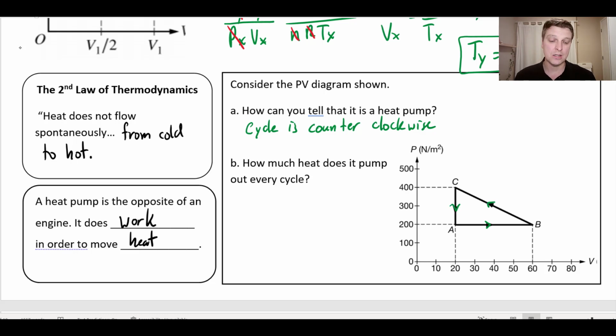So what that means is when work is being done on the gas, you can see the compression from B to C is being done at a higher pressure than the expansion of the gas at A to B. And so we are doing a net amount of work on the gas. Okay, and so how much heat does it pump out every time we do a cycle? Well, again, since it's a complete cycle, we know that the total change in internal energy is heat plus work, and that is going to be 0 because it's a complete cycle, A, B, C, back to A.